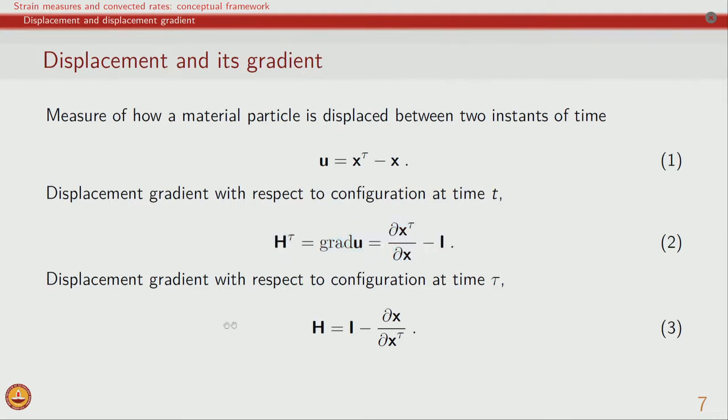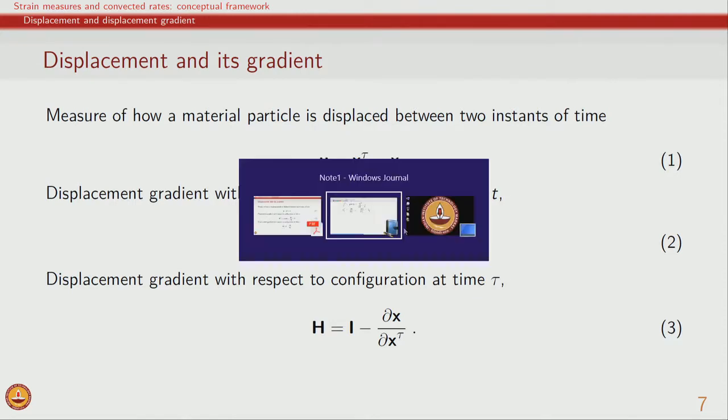In solids, as we said, quite often this x tau will be a specific reference configuration, and in that case this displacement gradient is defined as unity minus the rate of change of position x with respect to change in position at any arbitrary time tau. Now, these quantities which are involved in defining this gradient can themselves also be used as a measure of deformation, because this is telling us how the current configuration is related to the configuration at any time tau.